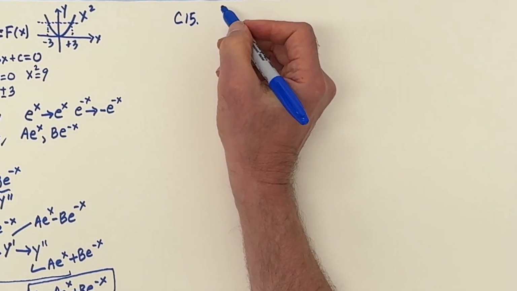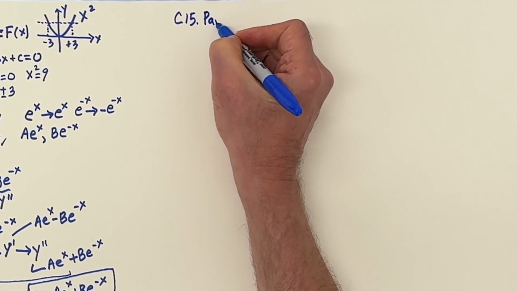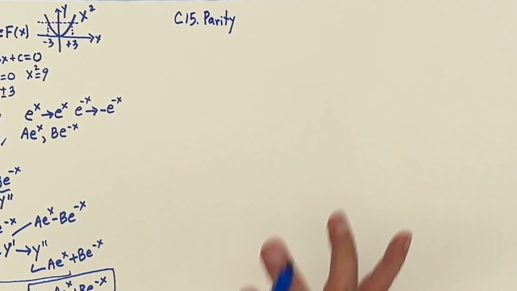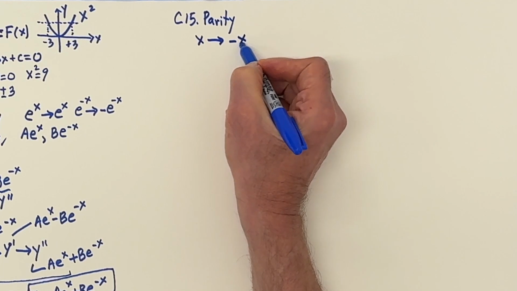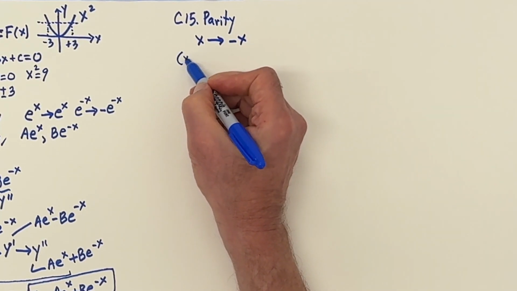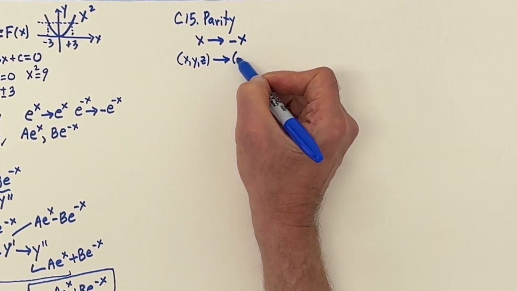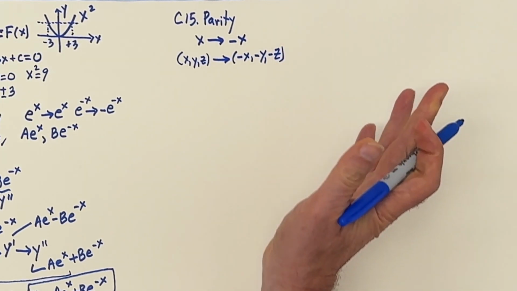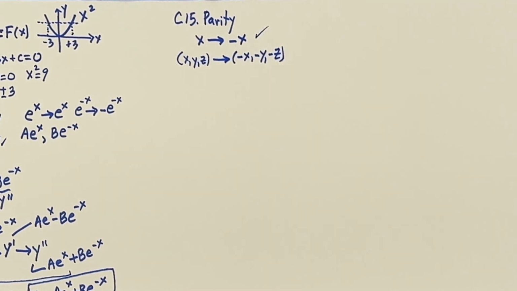I want to conclude this chapter by talking about parity. Now, a parity transformation is one where x goes to minus x in one dimension. If you have three dimensions, like an x, a y, and a z, then to make a parity transformation, you would flip the signs in all three of those. But I'm only going to be talking about one dimension here.